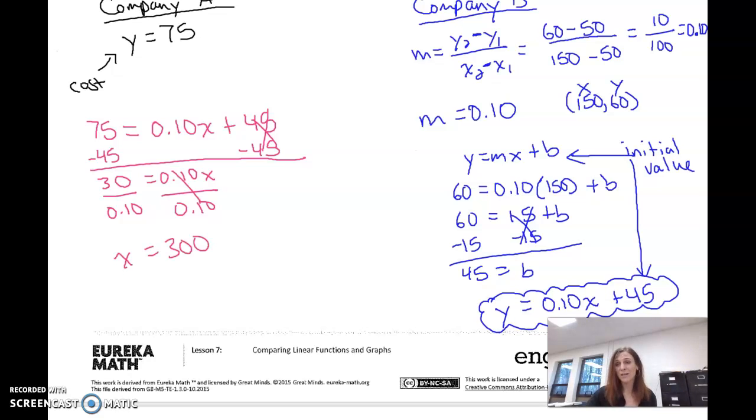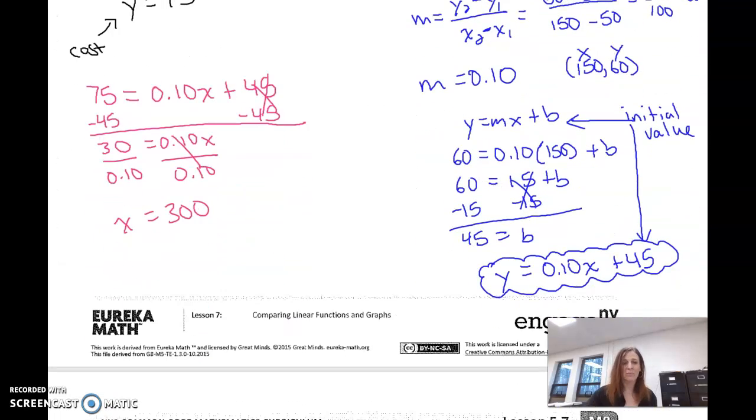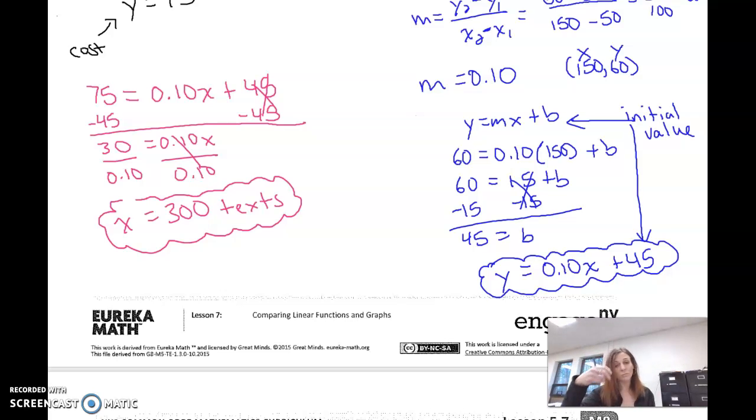Well, what does x represent? The number of texts. So at 300 texts, it's the same. It doesn't matter what plan you pick. If you send 300 texts, you're going to be the same.